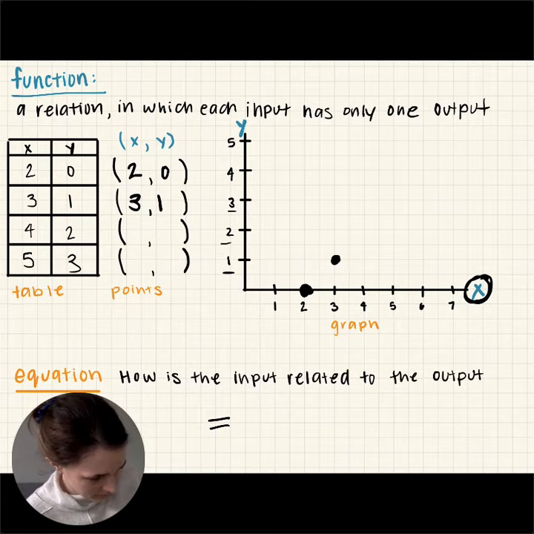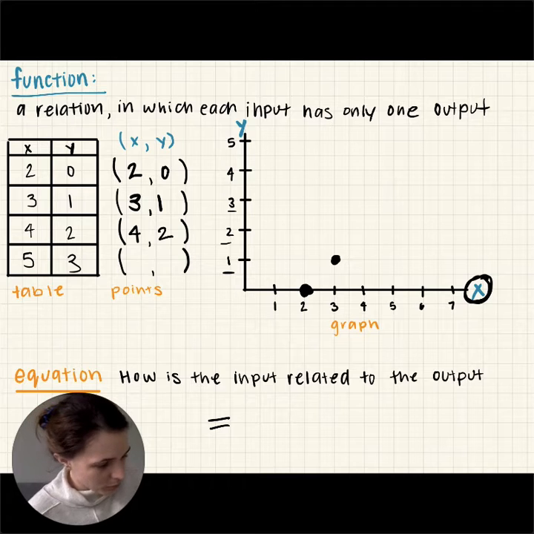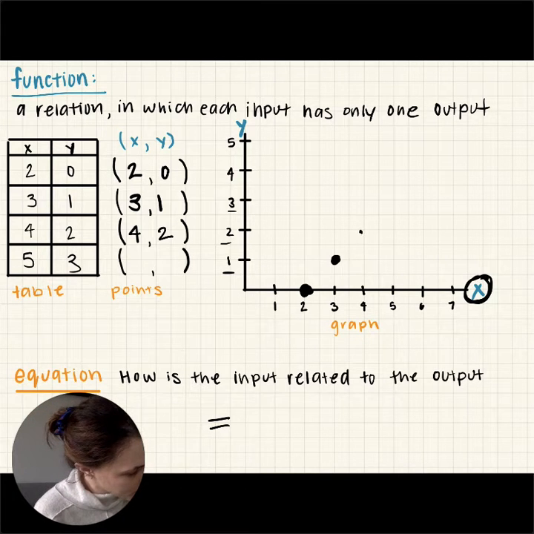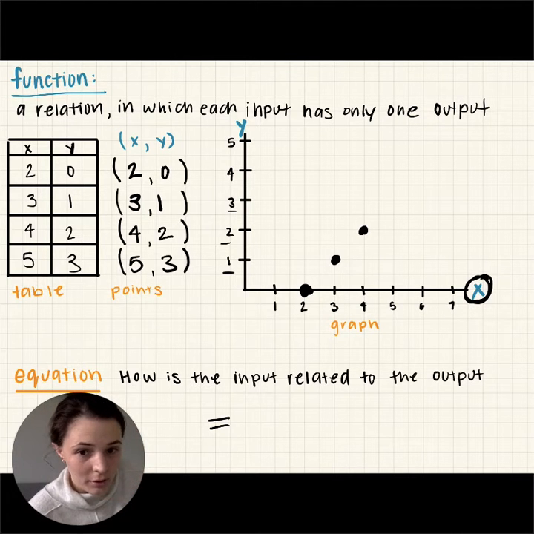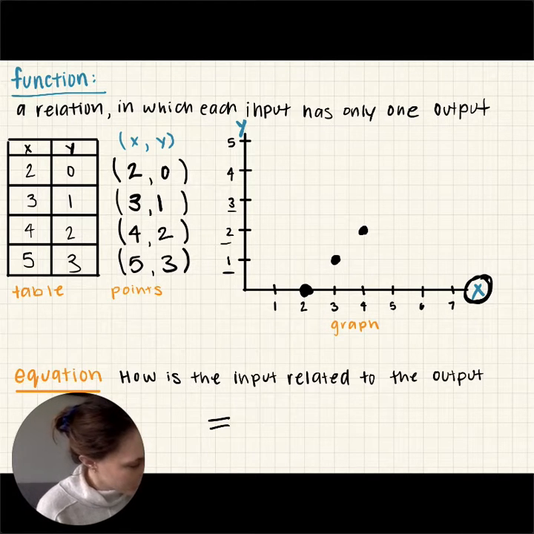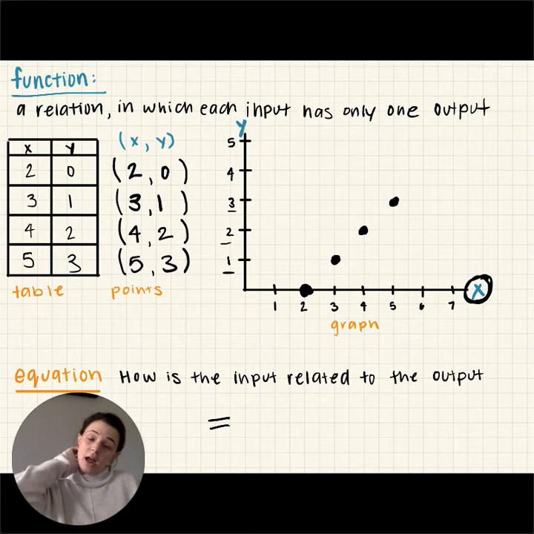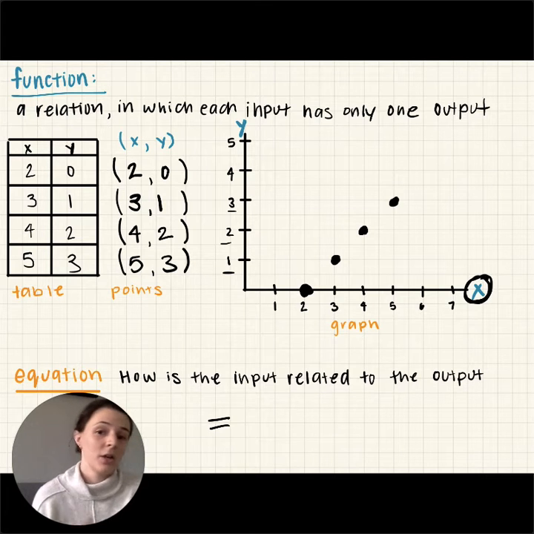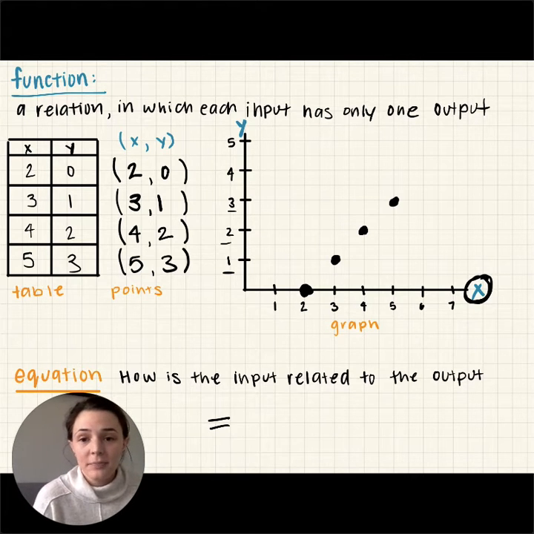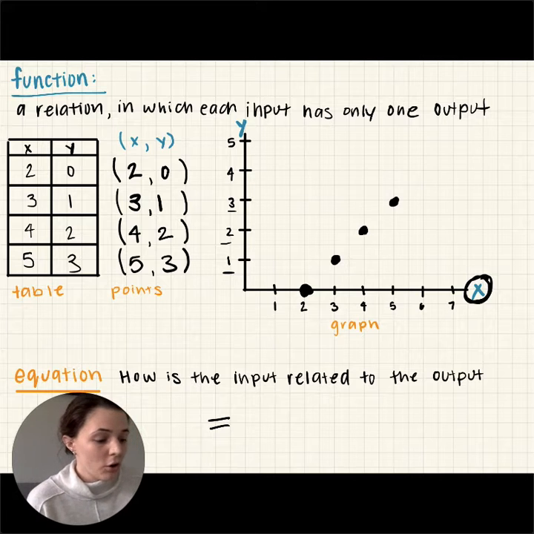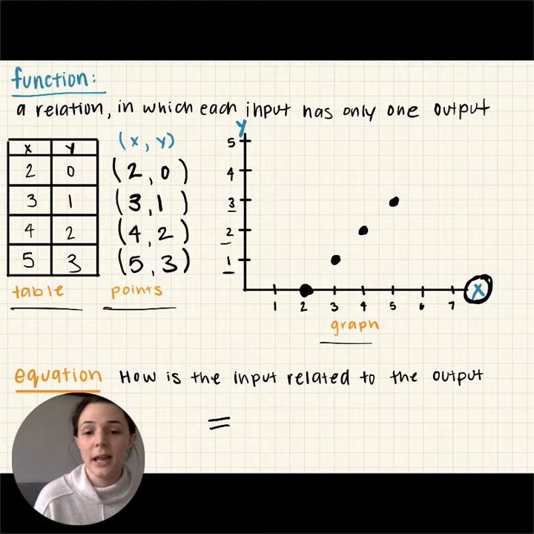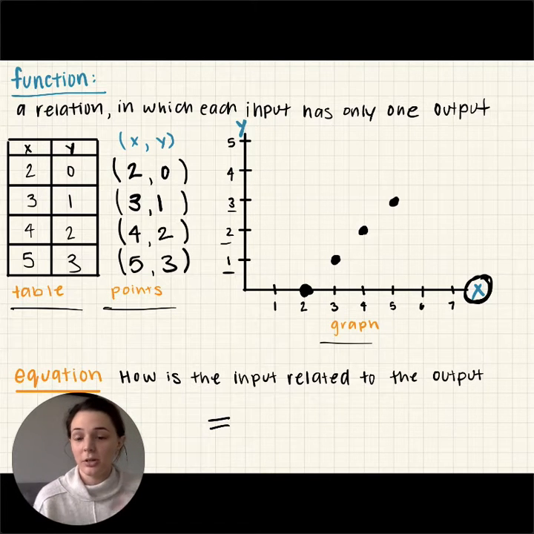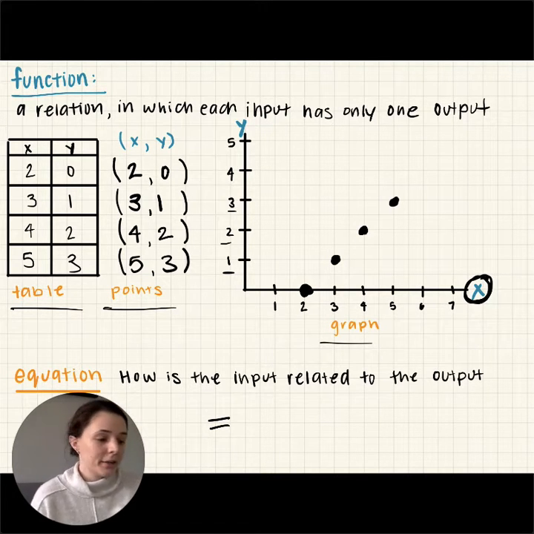The next point is going to be over 4, up 2, and then over 5, up 3. Okay, great. So now I have 3 different representations. I have the table, I have the points, and I have the graph. And all 3 of these things right here are representing the same function. It's just being represented in different ways.